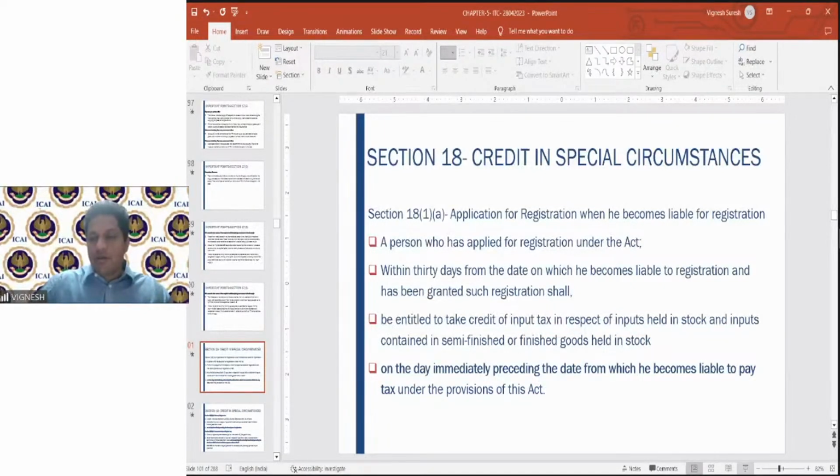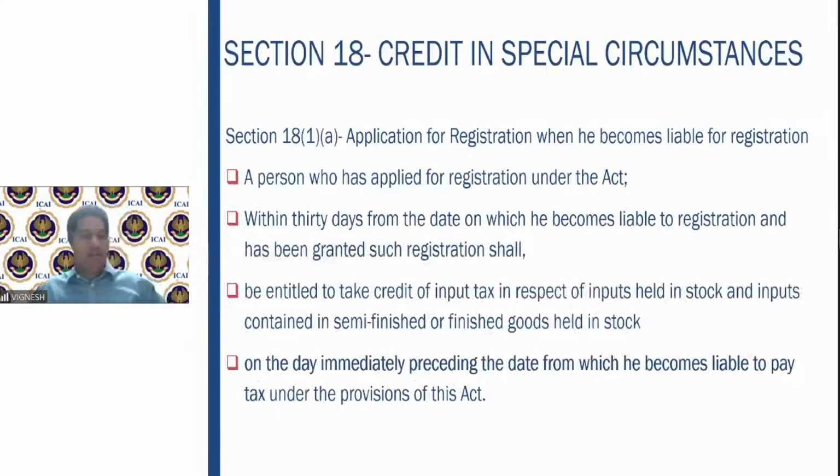So that was your section 16 and 17. Now we come to the discussion of section 18, which speaks about the credit in special circumstances, and we shall also see certain rules associated with section 18. The discussion of section 18 along with the rules will be a bit theoretical, but don't worry, this will not be tested theoretically in your exam.